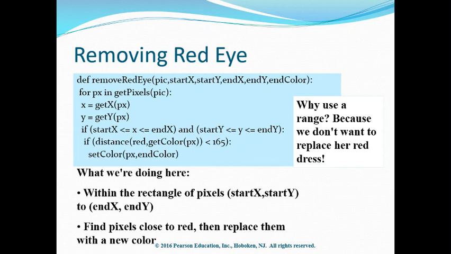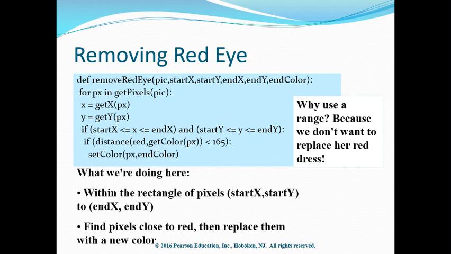Then we can write a function called removeRedEye. So the function is defined called removeRedEye. It passes 6 different parameters. We have picture, the start x, start y, end x, end y, and then the end color itself.